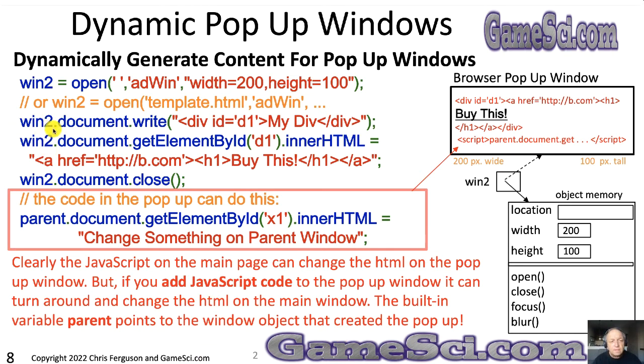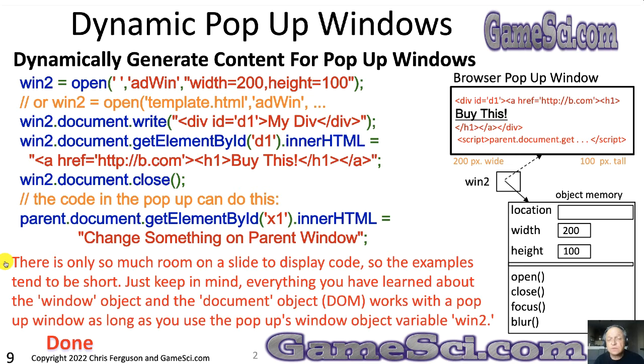Up here, the main window is changing what's displayed on the pop-up window. In here, we can have the pop-up window change what's displayed on the parent by using the parent object. The parent object is built into every window, and it says, whoever created me, go back to them and change their window. If it's good enough for the main window to change the pop-up window, well, then the pop-up window can turn around and change the main window using the parent variable.